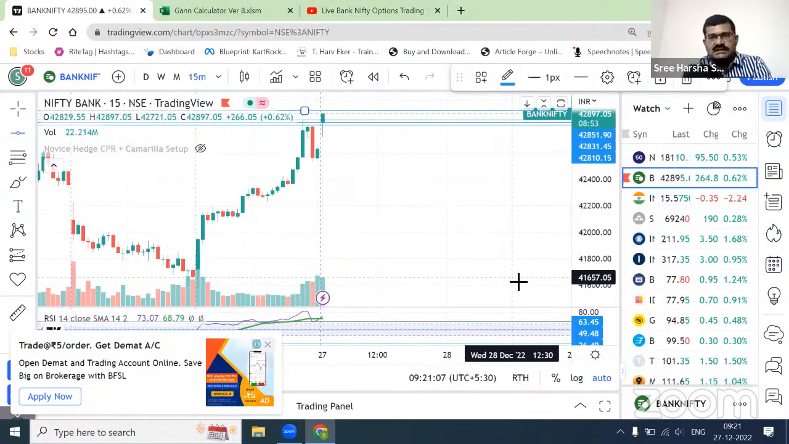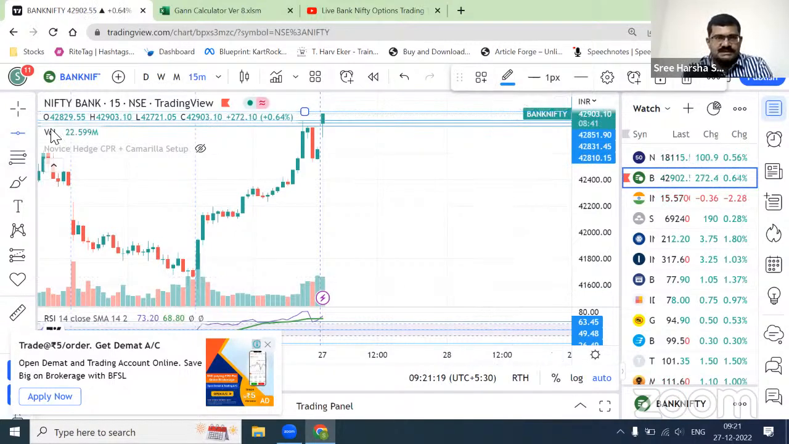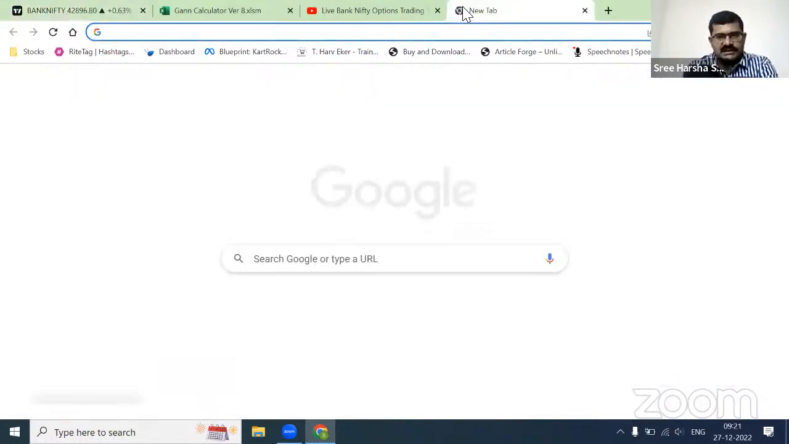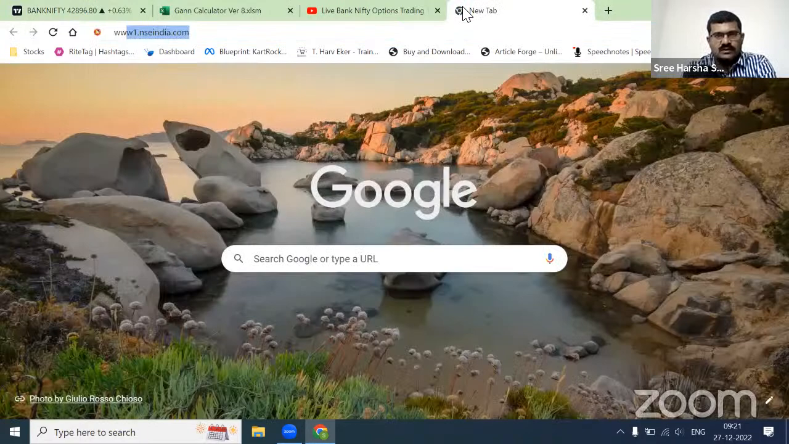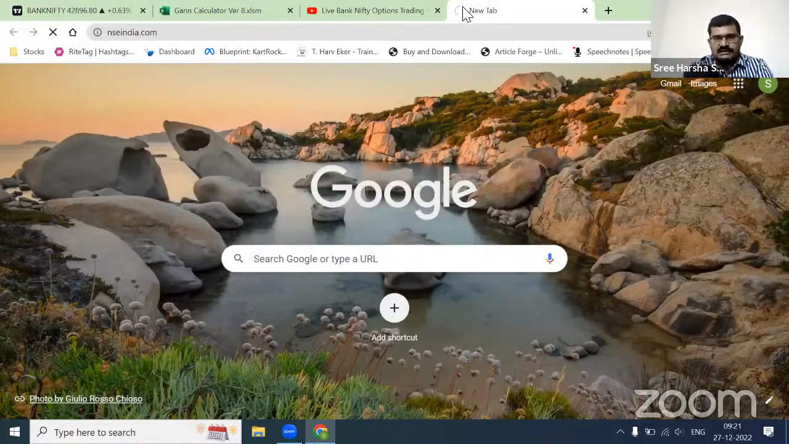Yeah, this is the level. As of now, both of them are on the upside. As long as we are on the upside, it is going to continue with whatever has happened in yesterday's movement. Meanwhile, let us look at what is happening in the broader market.